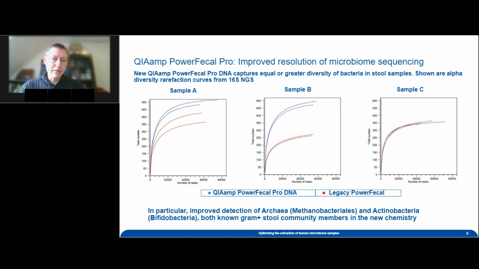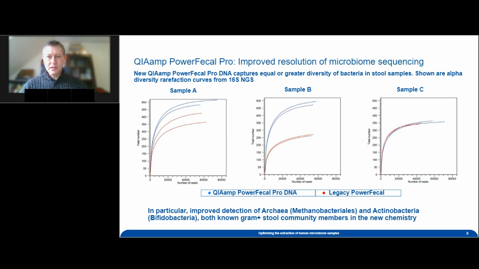In these difficult samples, you really needed to have this Pro technology in order to see everything that was present in your sample. And when we drilled down into which bacteria were present in these, that was actually also very interesting, because we saw in particular significant amounts of archaeal species as well as actinobacteria, so Methanobacteriales and Bifidobacteria, which are both known gram-positive stool community members, and those were dramatically better detected with our new kit, showing that that increased yield was really because we were detecting diversity that some of the other kits in the market are not able to find.